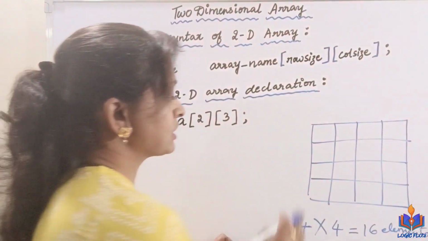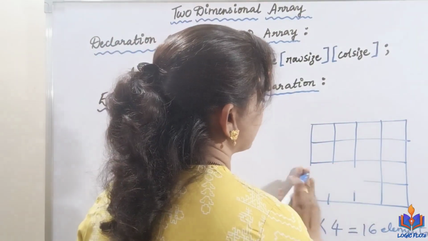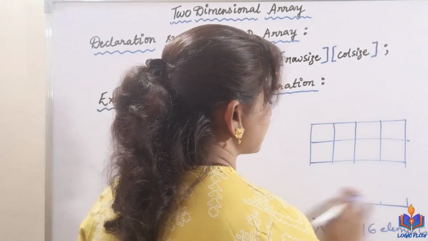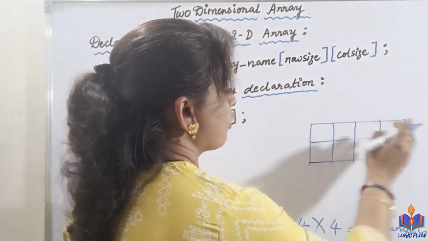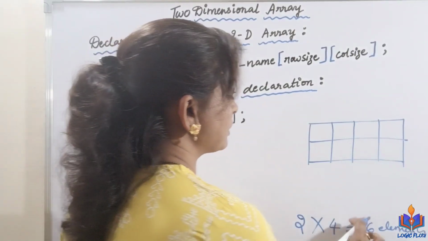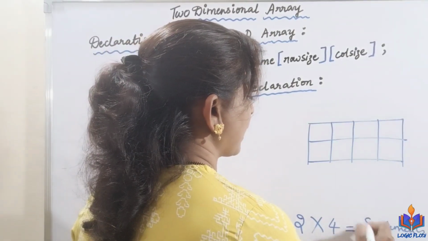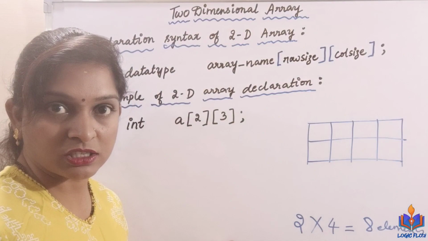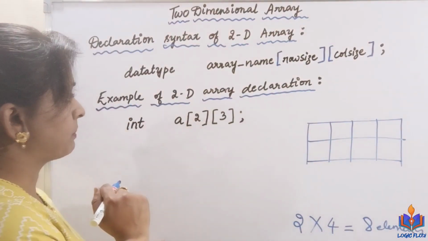So if I just say it is 2 rows and 4 columns, so it is 2 into 4. How many elements? So it is 8 elements, just like that. Okay, so we'll see an example here.